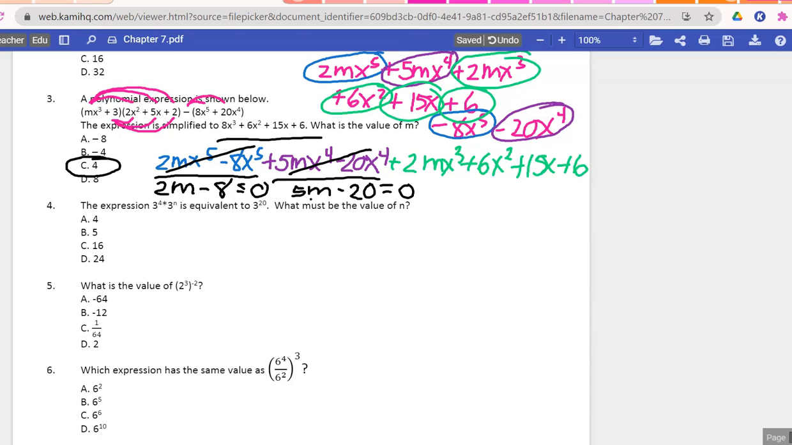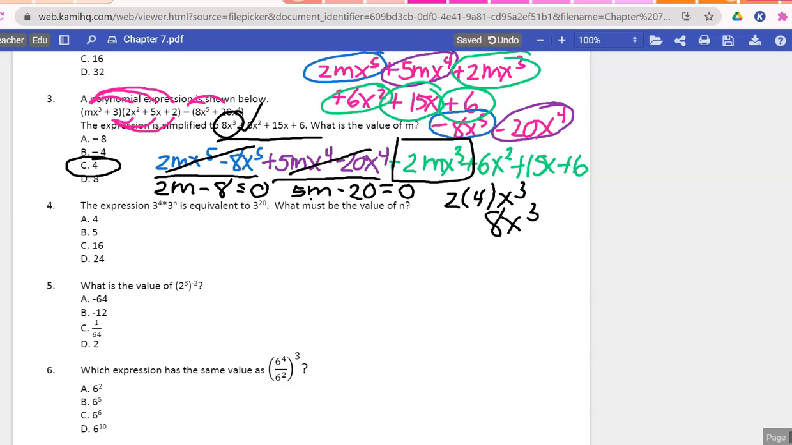The last way you can check this is think about this. If you know that you have 8x to the third in your simplified answer, and right now you have 2 times m times x to the third, 2 times 4x to the third would give you 8x to the third, and that works. That's what you want. Don't overthink these things. It's basically just a matter of thinking, okay, what number times what number is going to give me what I need here? So keep that in your mind.